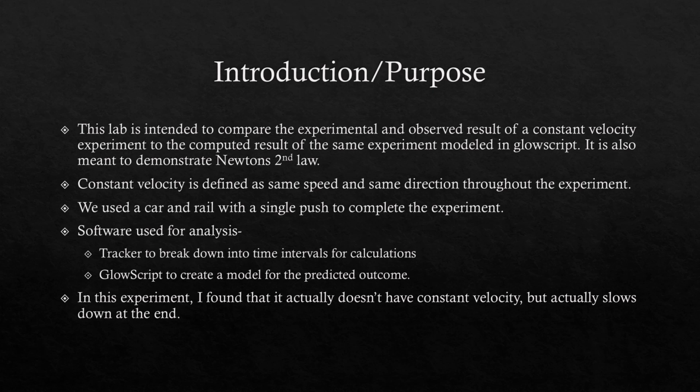We used Tracker to break down into time intervals and find the change in position, and we used GlowScript to create a model for the predicted outcome. In the experiment, we found that the car did not actually have a constant velocity, but actually slows down at the end due to a variety of different forces.